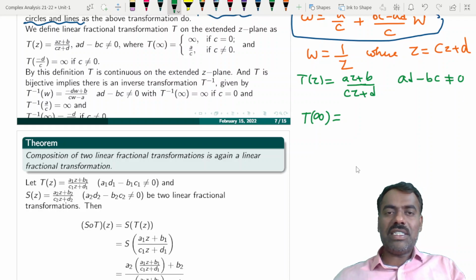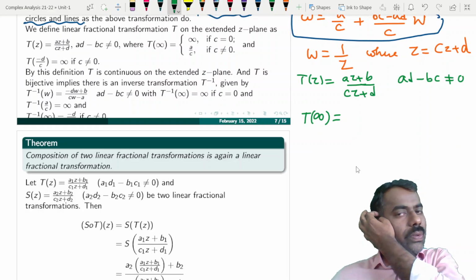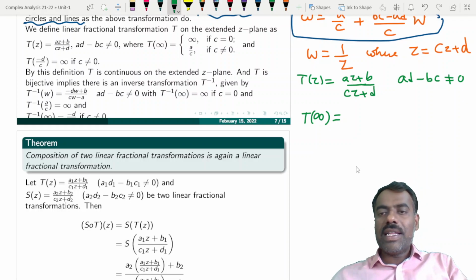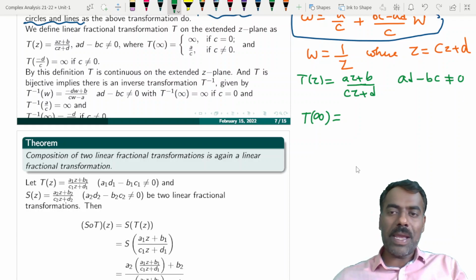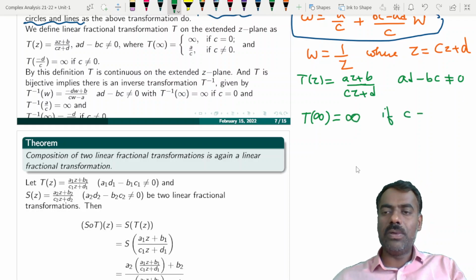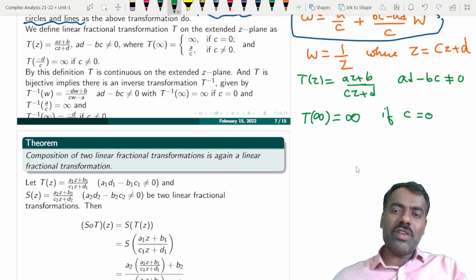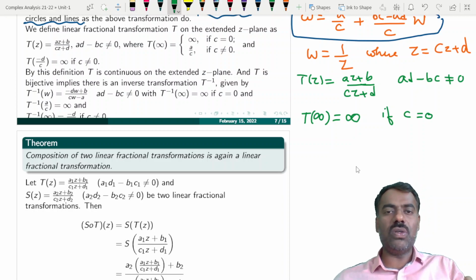Suppose we assume that c is equal to 0. If c is equal to 0, then it is just like a'z + b'. We don't have any denominator here. So as z tends to infinity, we know that this also tends to infinity. So the right hand side also tends to infinity, and T(infinity) should be infinity if c is equal to 0.